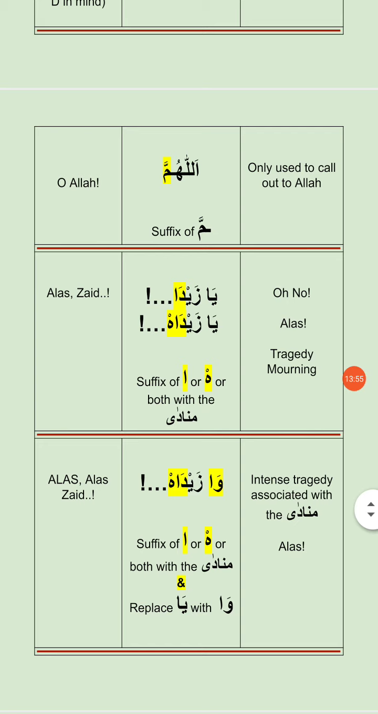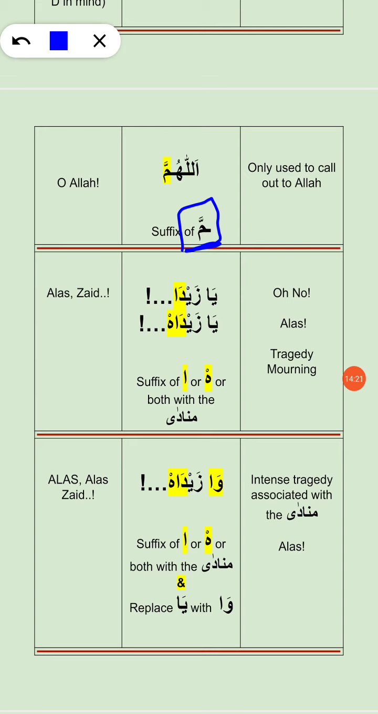Next, we have the suffix of meem, all right, ma. Now this is only used to call out to Allah subhanahu wa ta'ala. So that's how we get Allahumma. It's actually Allah, Allahu, all right, but then you join it with this ma, and it becomes Allahumma, and it is only used to call out to Allah subhanahu wa ta'ala.